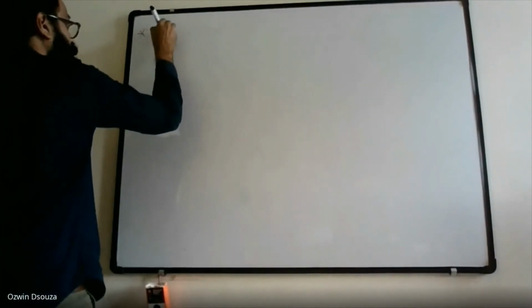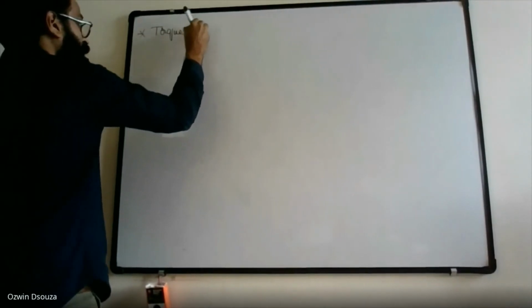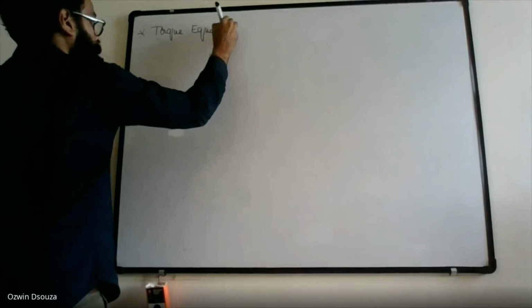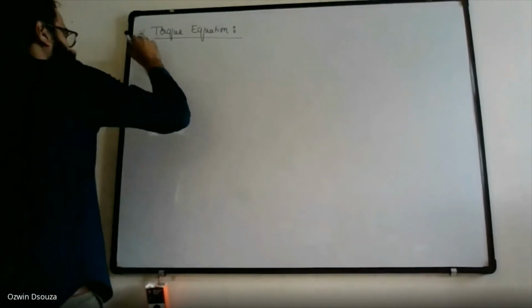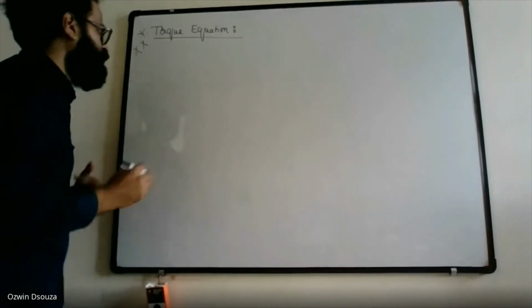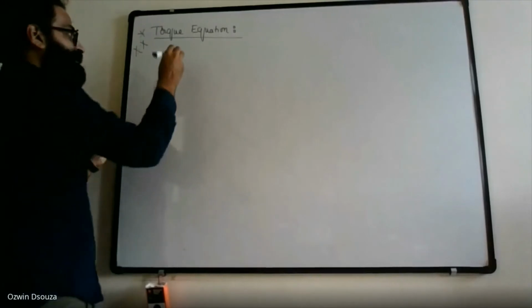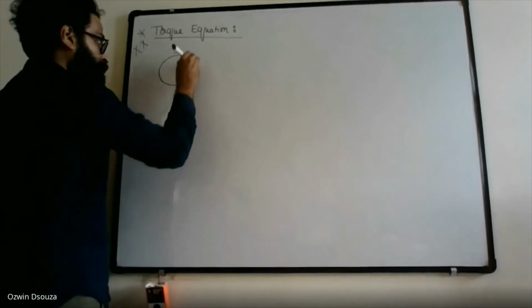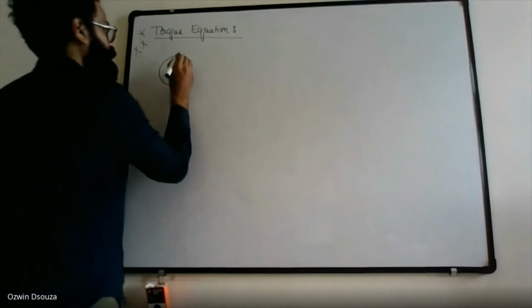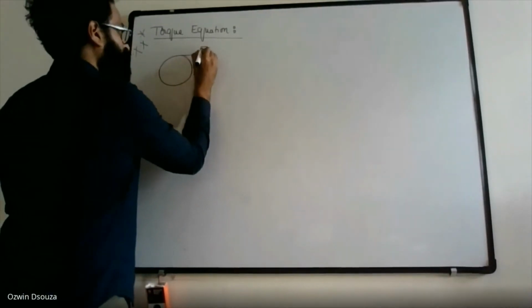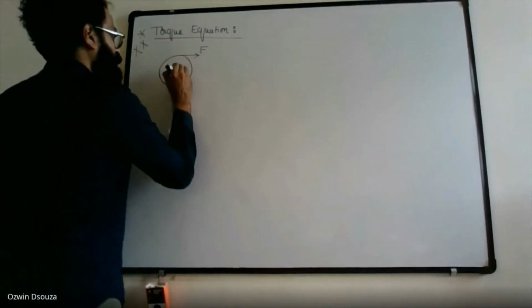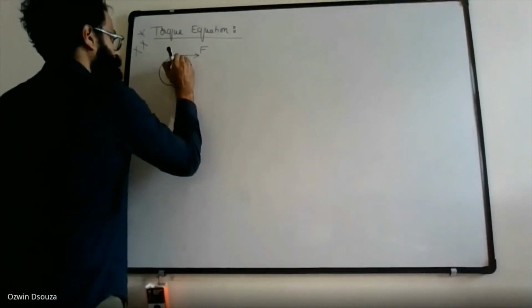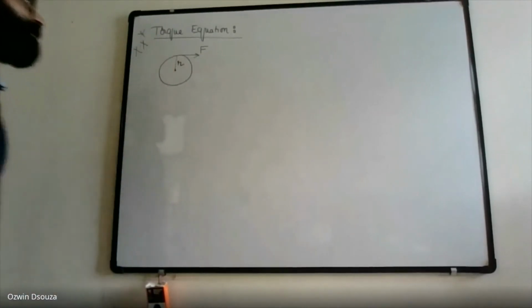Next up, we have the torque equation. Very simple and very, very important. To derive the torque equation, let us consider a circular rotor. It is under the influence of force. The force is acting tangentially on the surface of the rotor. And let's say the radius of the rotor is r.